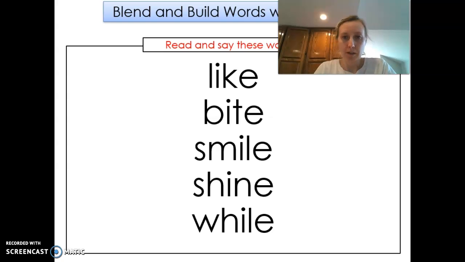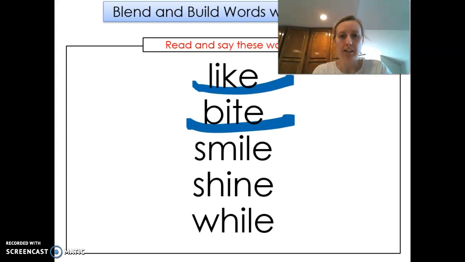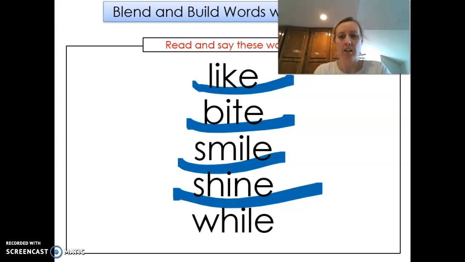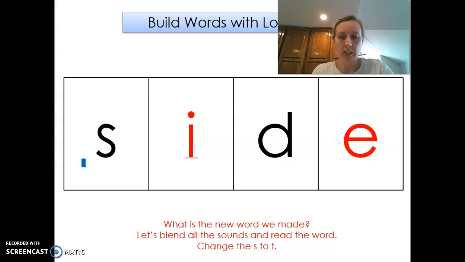We're going to start by reading some words. I'll give you 3 seconds. 3, 2, 1, light. 3, 2, 1, bite. 3, 2, 1, smile. 3, 2, 1, shine. 3, 2, 1, while.